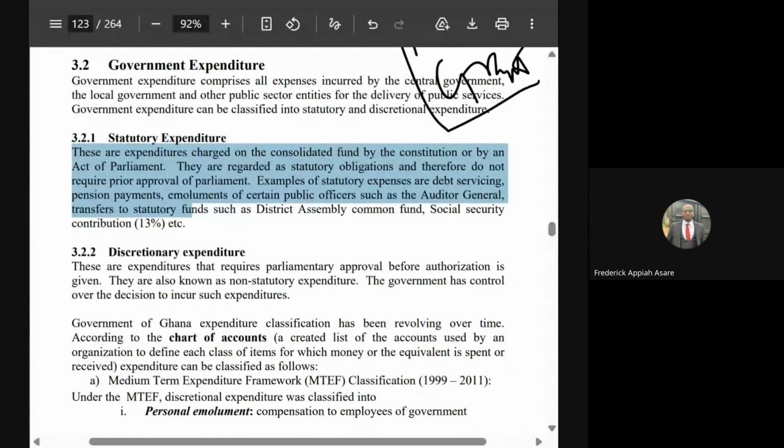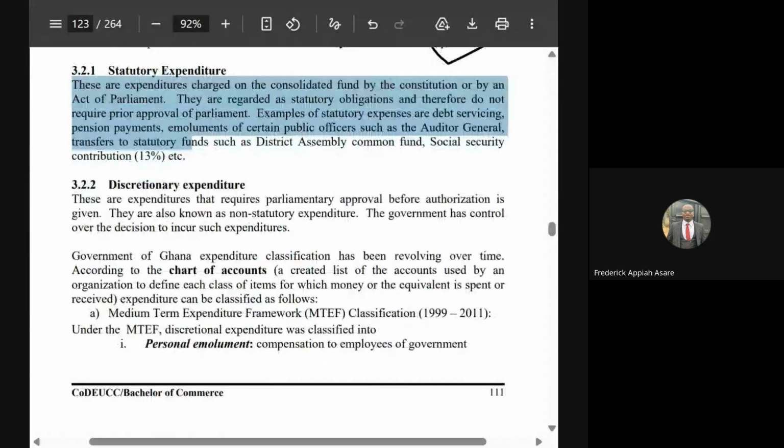And with this, we don't really seek any approval before it is ordered for us to pay.